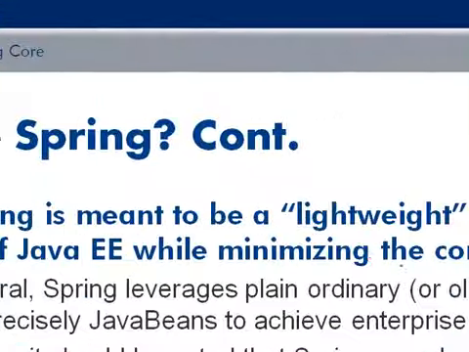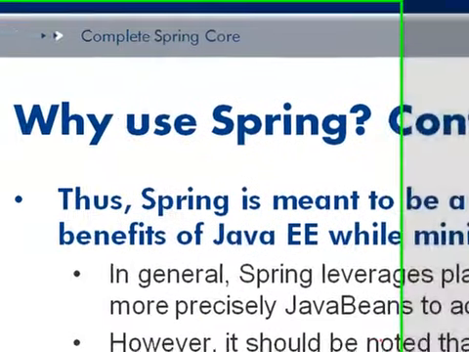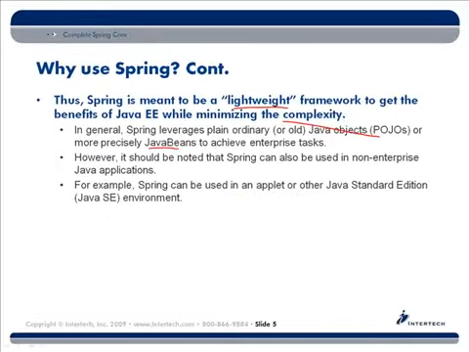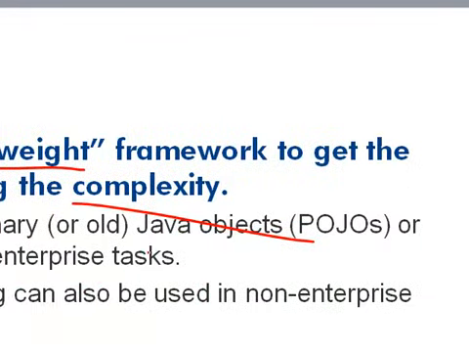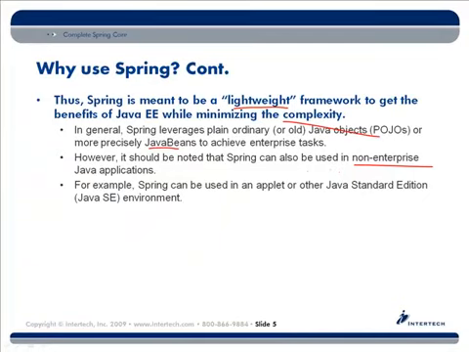So Spring is meant to be a lightweight framework. By that, what do we mean? Well, it's meant to try to reduce the complexity you ordinarily find in a lot of the Java enterprise APIs. Spring leverages plain old Java objects, POJOs, or maybe a little bit more precisely, Java Beans, to try to build enterprise types of applications. However, it should be noted that just because the framework is there to help us build enterprise applications, we don't have to be working on an enterprise application. It could be a non-enterprise environment that we're building. Say, for example, a Swing application that's going to run on clients that maybe communicates with back-end enterprise systems. Spring can be used for that as well.